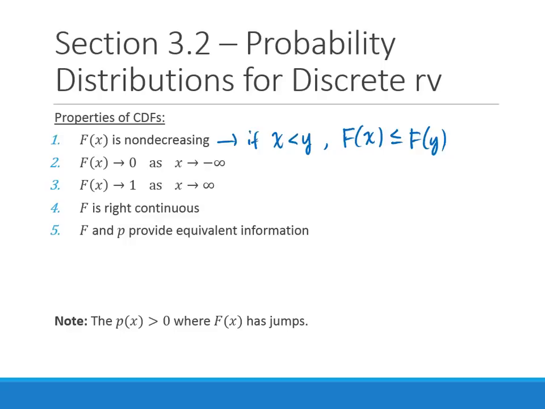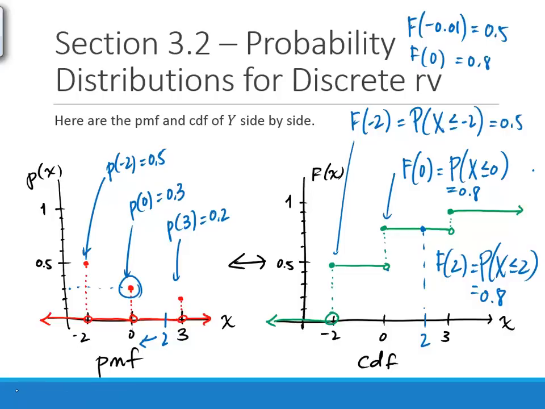A little bit more abstractly, the limits at positive and negative infinity are 0 and 1. As x goes off to negative infinity, the probability of being less than that goes to 0. The probability of being less than or equal to x as you go off to positive infinity is 1. That's visible in the green picture here: my CDF is 0 going off to negative infinity. On the other end, it's at 1.